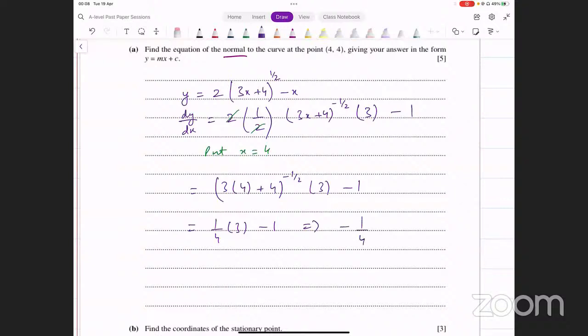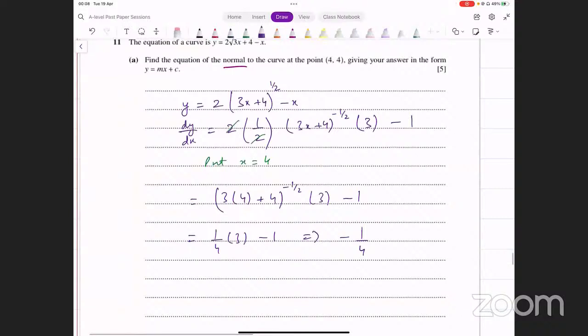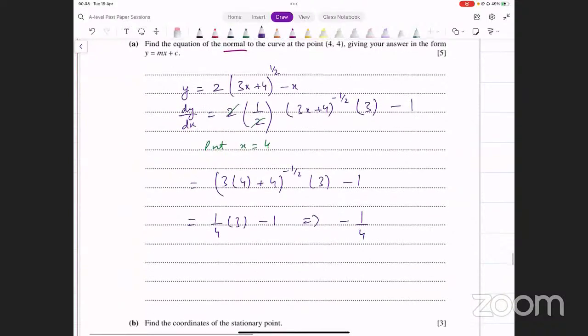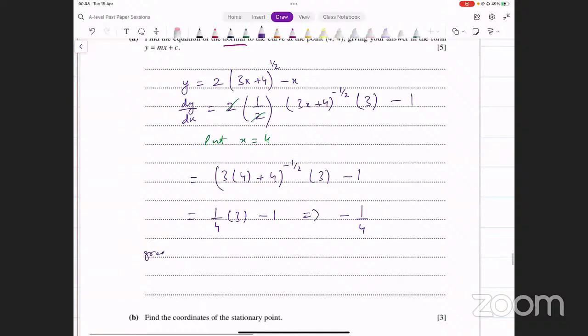ये आपका ग्रेडियंट आ गया कर्व का इस पॉइंट के ऊपर, ठीक है? नॉर्मल का ग्रेडियंट क्या हो जाएगा? Gradient of normal, that's going to be negative reciprocal of this, which is 4. ठीक है? Tangent में नहीं करते ये. A lot of people end up doing this when they're finding the equation of the tangent as well, कि उसका negative reciprocal कर देते हैं. Tangent के लिए negative reciprocal नहीं करना होता. It's only for the normal. हमने इसका negative reciprocal कर दिया, gradient आ गया.